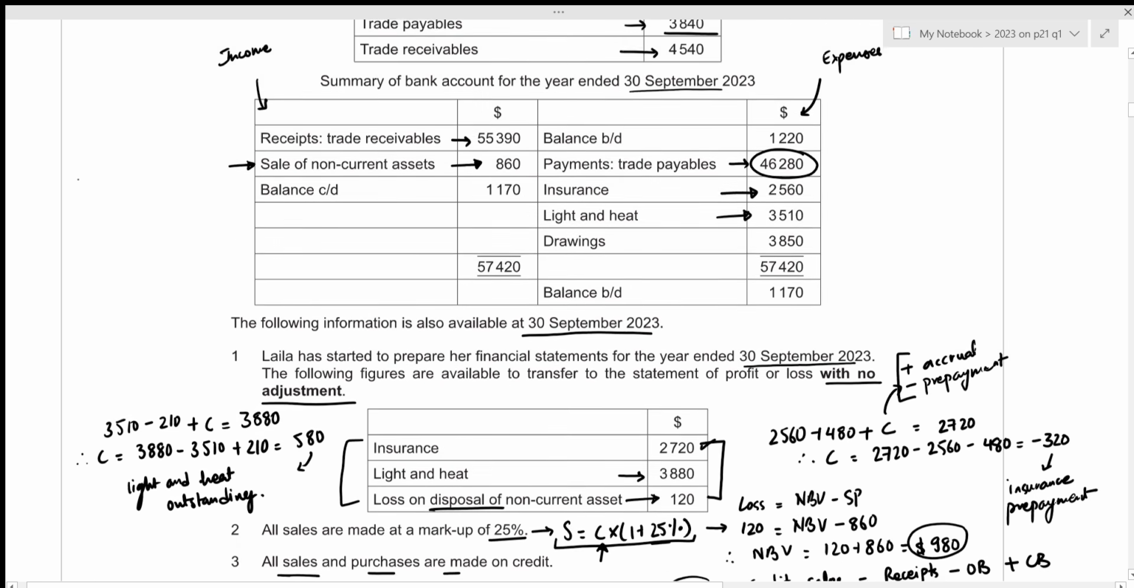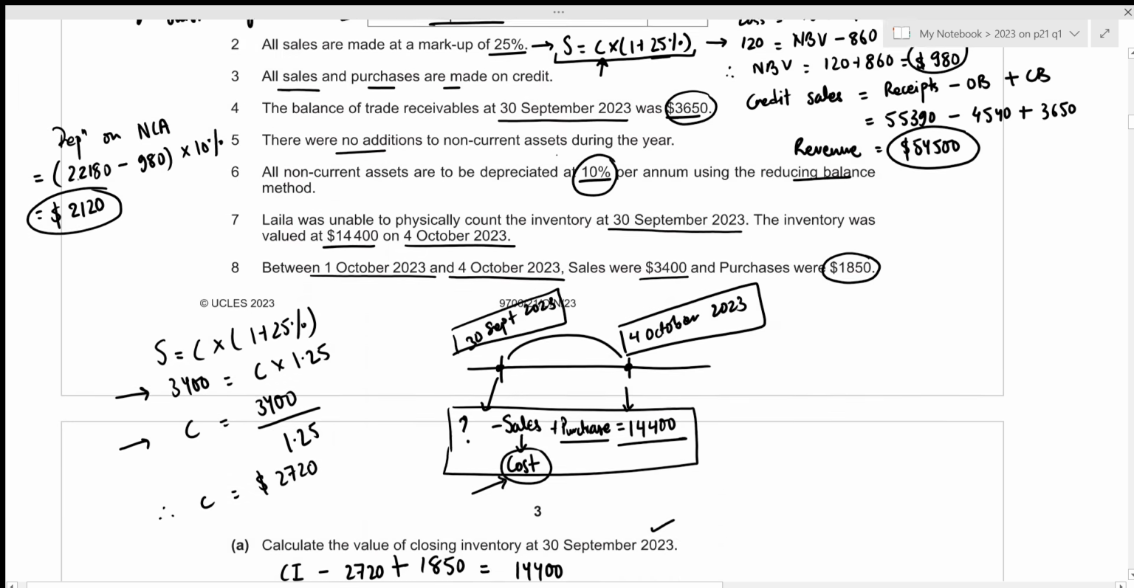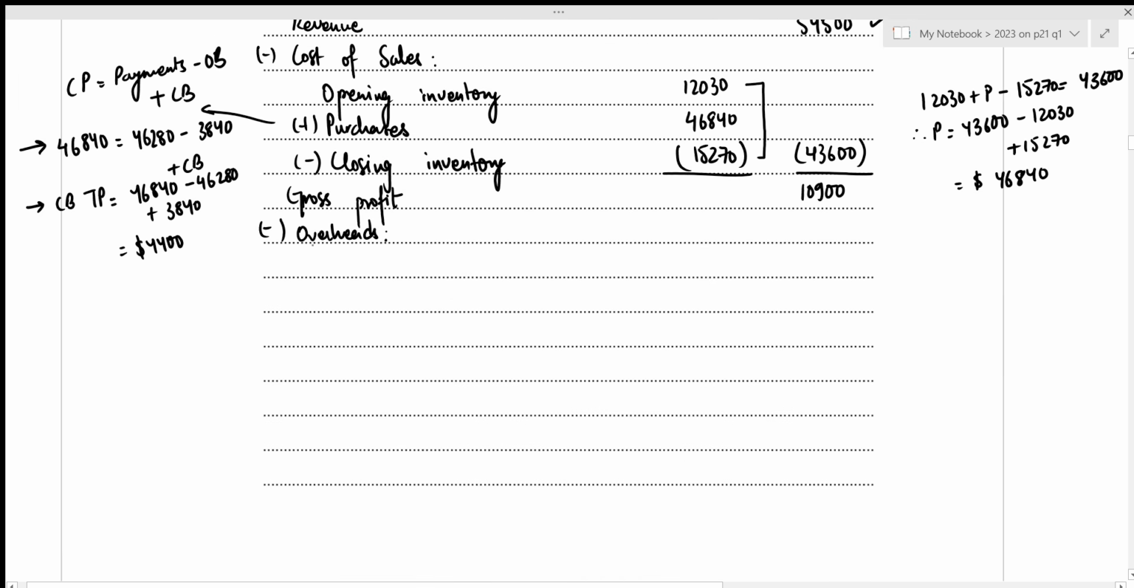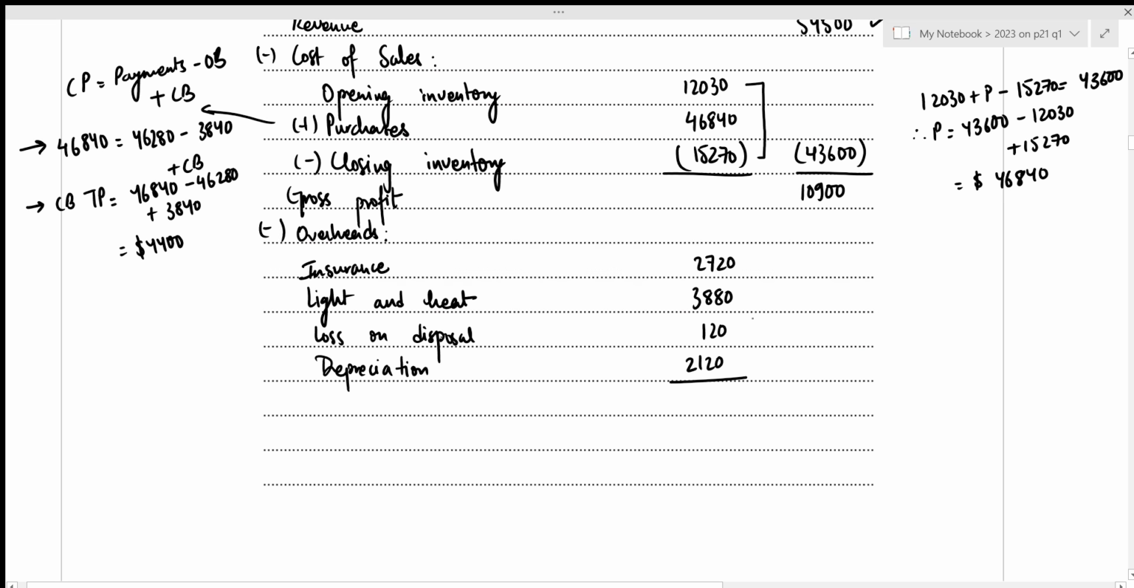And yeah, that will be all for the overheads. Let's write down those 4 items. We can start with our insurance with the given value of 2,720. Then we're also given the light and heat. That was 3,880. Then we were given the loss on disposal, which was of 120. And we calculated the depreciation charge, which was of 2,120.